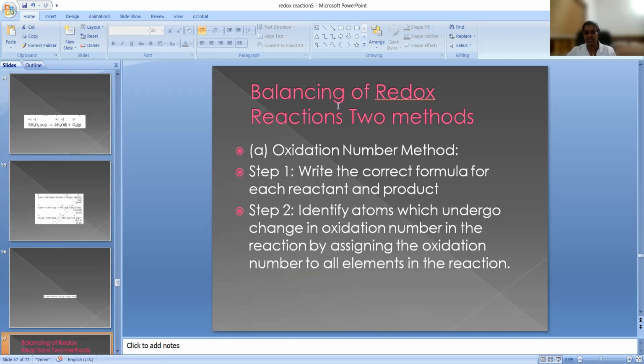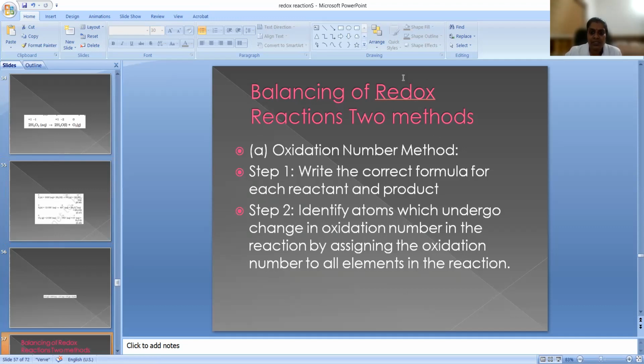Now we are going to discuss balancing of redox reactions. Two methods are there, but this is very important. You have to understand how to do this. So we are discussing the oxidation number method.